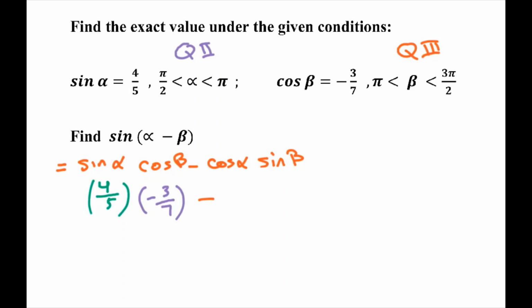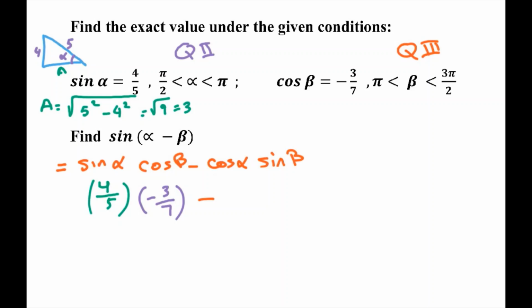Sine alpha is basically opposite over hypotenuse. So if I have a right angle triangle, and this is alpha, 4 is going to be the opposite, 5 is going to be the hypotenuse. What is missing? The adjacent is missing. So we need to find the adjacent. The adjacent is going to be equal to the square root of hypotenuse squared minus opposite squared. That's going to be the square root of 9, which is equal to 3.